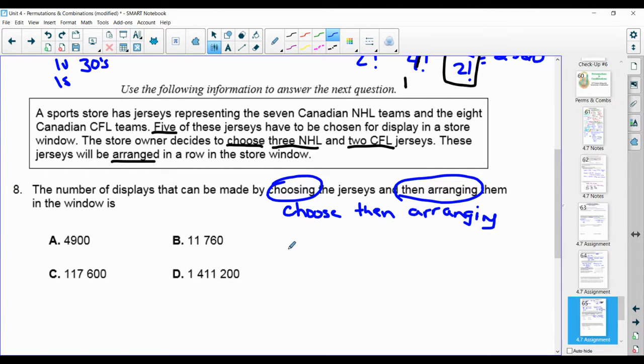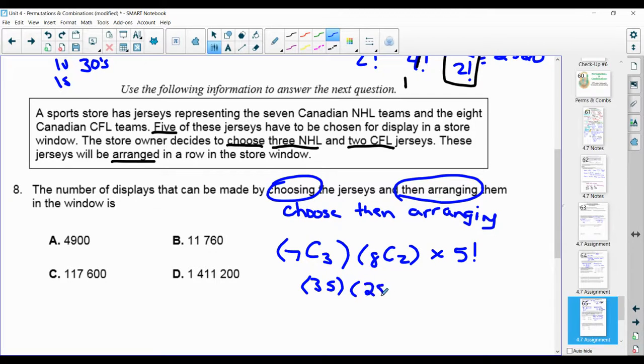So we have 7 NHL jerseys. We're choosing 3 of them. We have 8 CFL jerseys. We're choosing 2 of them. And then we're going to arrange those 5 jerseys. So arrange 5 factorial. So 35 times 28 times 120. And we get 117,600. And so that's B.